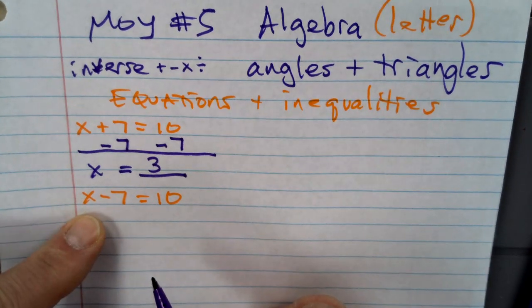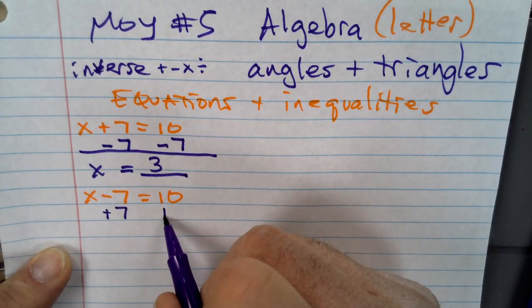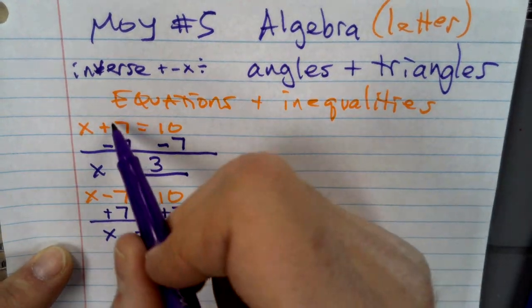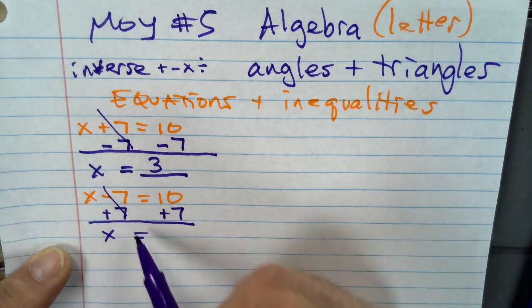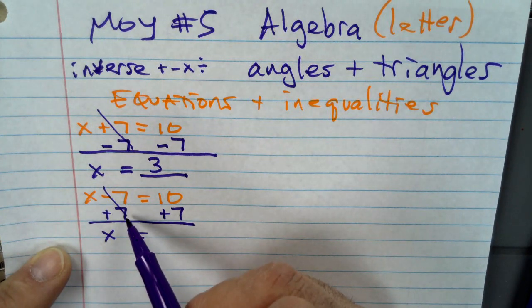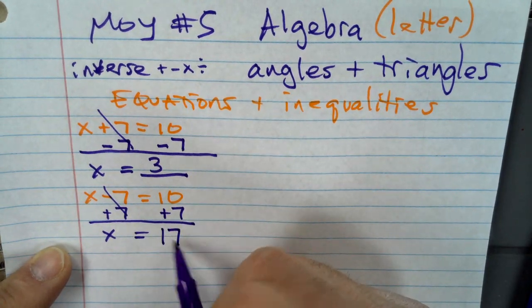So then x minus 7, you do the opposite, which is plus 7. Whatever you do to one side, you do to both sides. Therefore, x equals, I didn't really do it, but see, they cancel each other out. x plus 7 minus 7 equals 0, so the 7s are gone over here. Now I just have x equals 10 plus 7, which is 17.